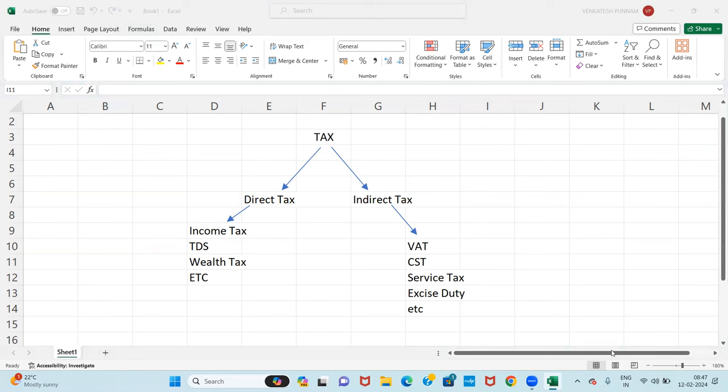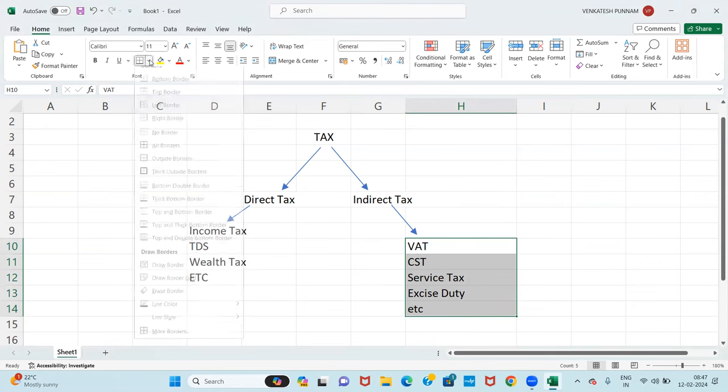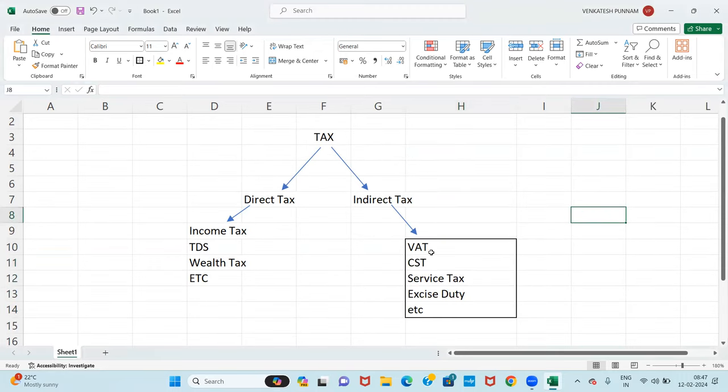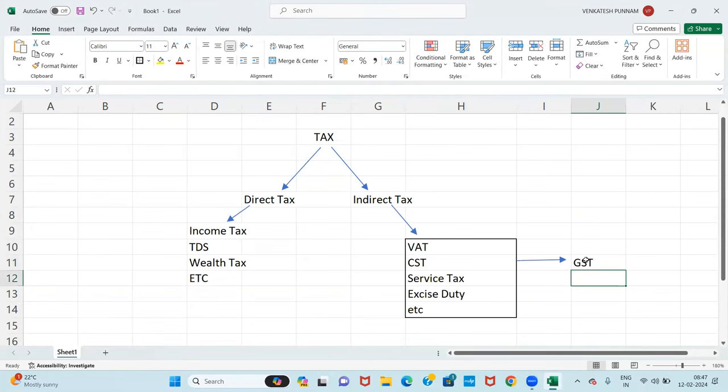For example, among these indirect taxes, VAT, service tax, CST, excise duty, toll tax, and so on, all these taxes are now replaced by GST. GST, the full form is goods and service tax. Goods and service tax is nothing but an indirect tax. We calculate it when you are doing purchases and sales.